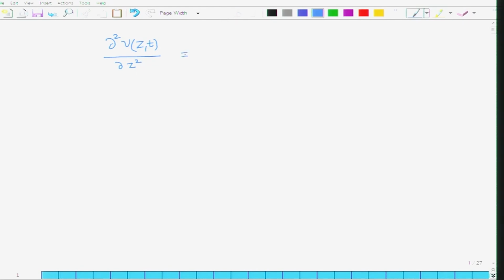The right hand side of this equation will have LC into del square V by del T square. Again, V is a function of both Z and T. The left hand side is telling you how the voltage is changing along Z, and the right hand side is telling you how the voltage is changing along time. The voltage is actually a function of both Z and time. Now, how do we solve this equation?